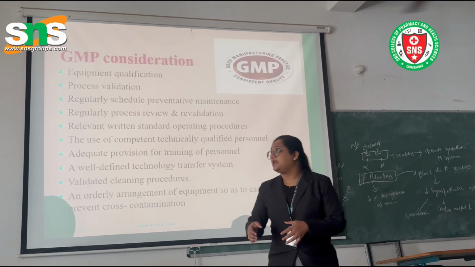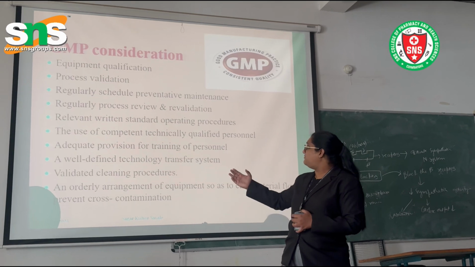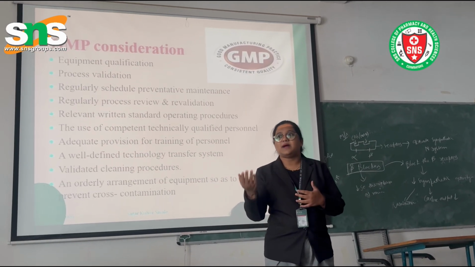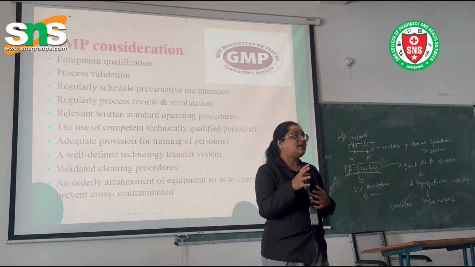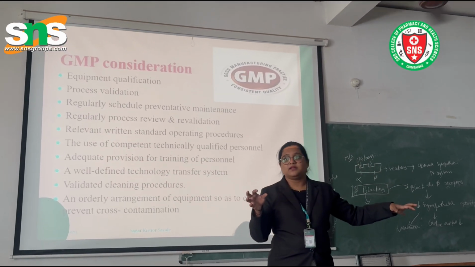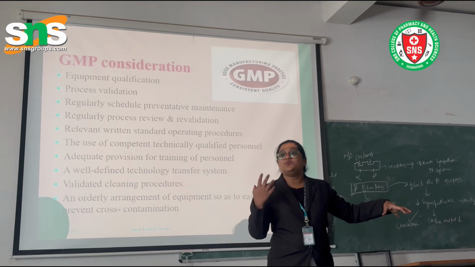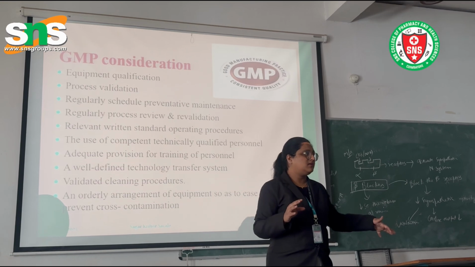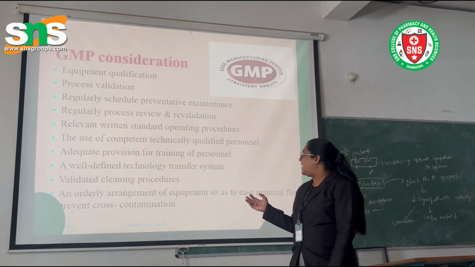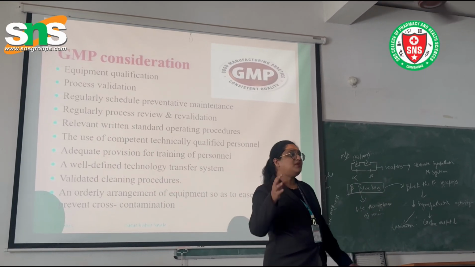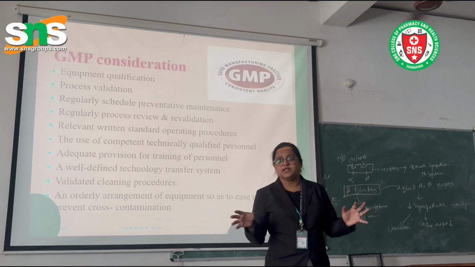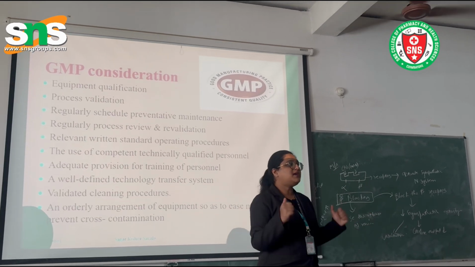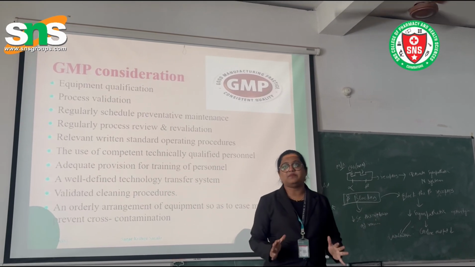Understood? Now coming next, a well-defined technology transfer system. If there is any innovation in the market, that innovation must reach the pilot plant. For example, if any advanced equipment reaches the market, that equipment must be in the pilot plant. Now, validating cleaning procedures. Every time you need to clean the equipment properly. And next one, orderly arrangement of equipment. The equipment must be in proper arrangement.